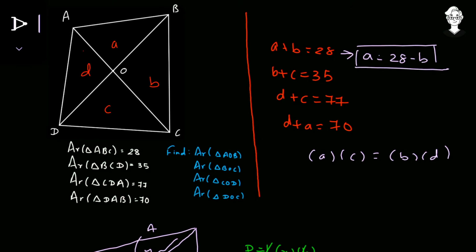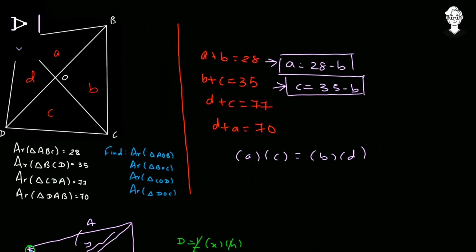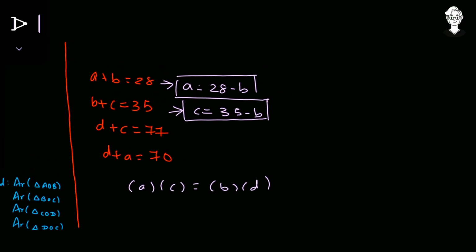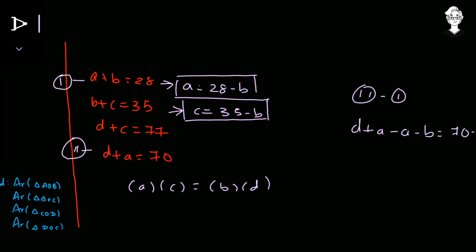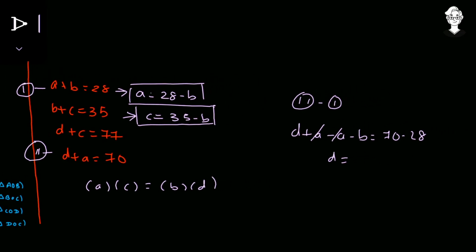From the second equation, we can have the value of C in terms of B. So this was simple. So 35 minus B is equal to the value of C. So A and C have been brought in terms of B. Now we have to bring D in terms of B. So for that we have to subtract the first equation from the second equation. So I'm writing that over here, second equation minus the first equation. So D plus A minus B, and that is equal to 70 minus 28. So positive negative got cancelled out. D is equal to 70 minus 28, 42, and B gone over there.